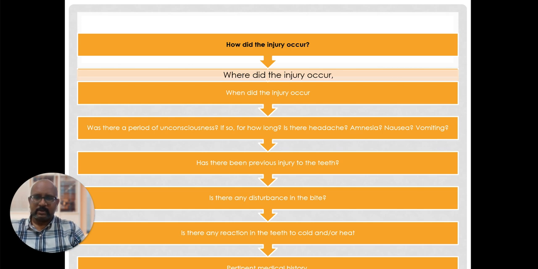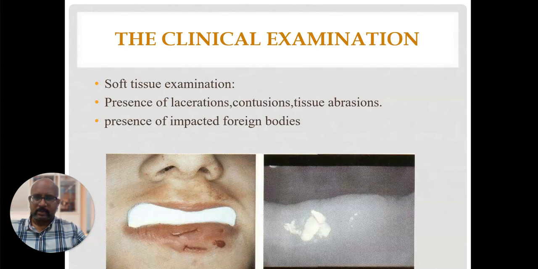There is a pattern for diagnosis. How did the injury occur? When did the injury occur? Where did the injury occur? Was the patient conscious at that time, and is he associated with any nausea, vomiting? Does he have any previous injury, or is it recurrent, or is it the first time? Is there any disturbance in the bite? And then comes the testing of the teeth, then pertinent medical history.